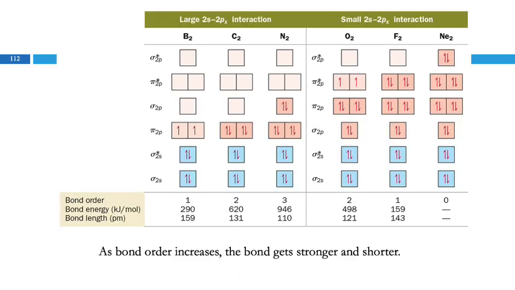Okay. So here's boron, carbon, nitrogen, oxygen, fluorine, and neon, the diatomic homonuclear molecules. For these three, their molecular orbital diagrams look the same. So we've got sigma 2s and sigma star 2s, and we've got the pi 2p and the sigma 2p, pi star 2p, and sigma star 2p.